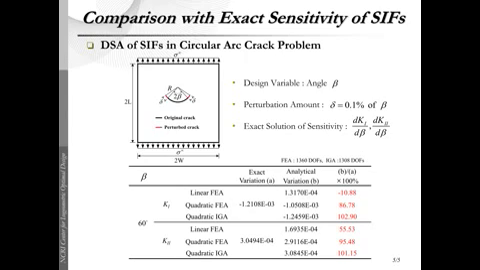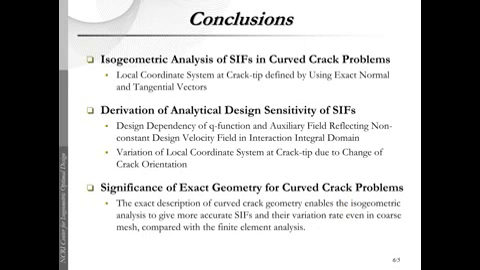Linearly approximated geometry is used in the linear FEA. In the quadratic FEA case, the agreement is much better than that of the linear FEA case, but still has significant errors due to the inaccurate curvature information. In the quadratic IGA case, we can accurately consider the effect of crack orientation change from the exact geometrical description. Therefore, the DSA results are much more accurate than those of the FEA cases.